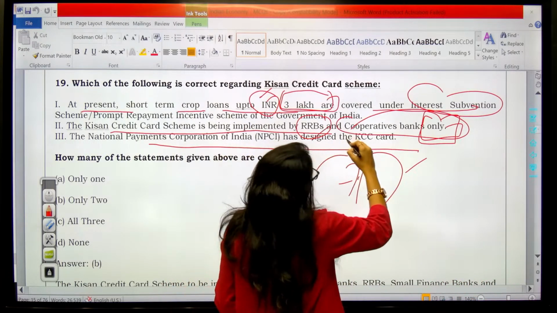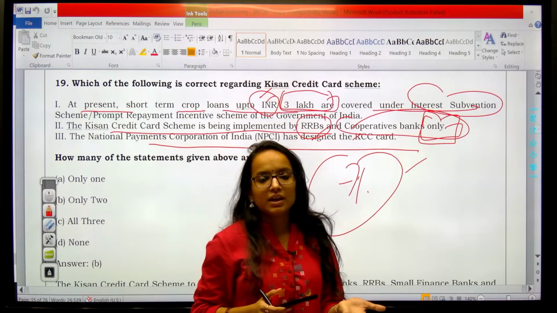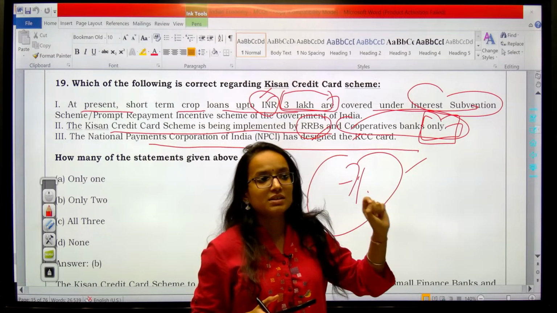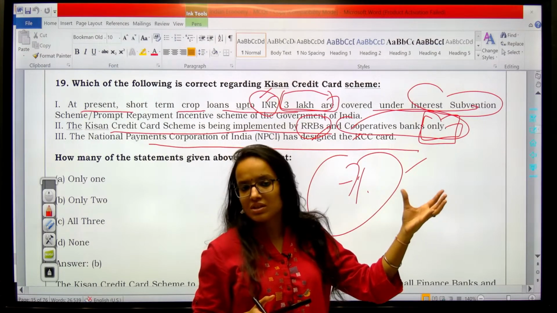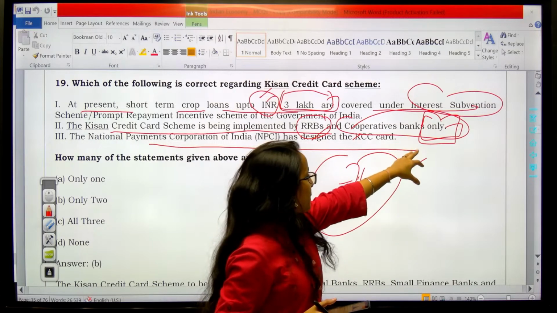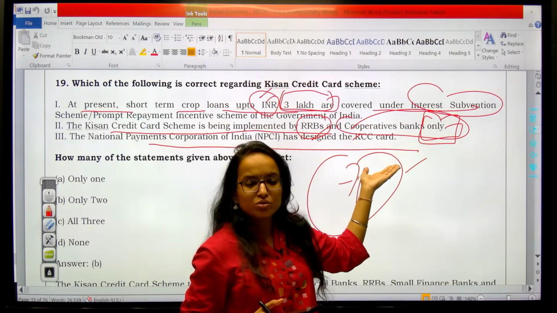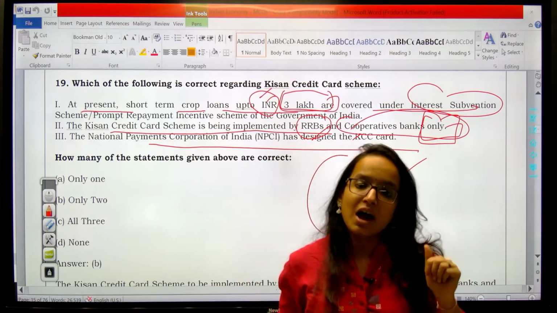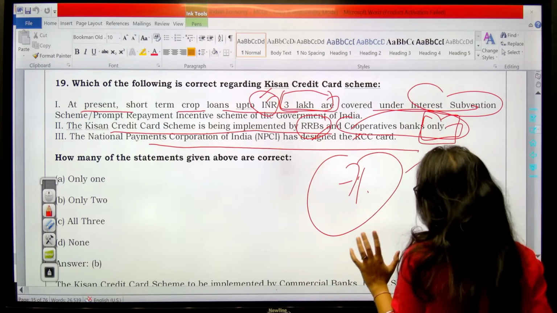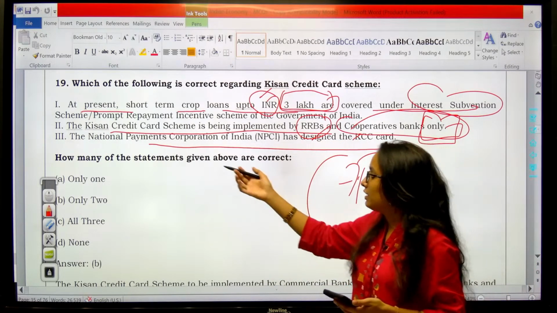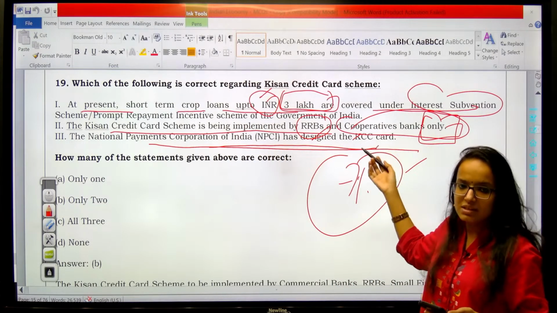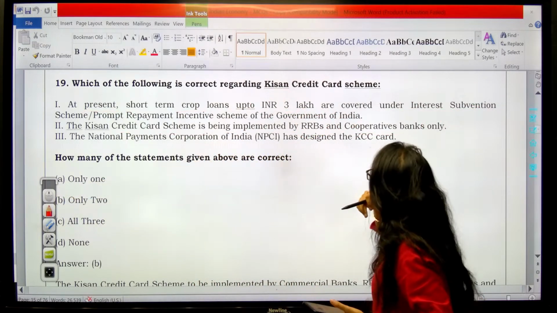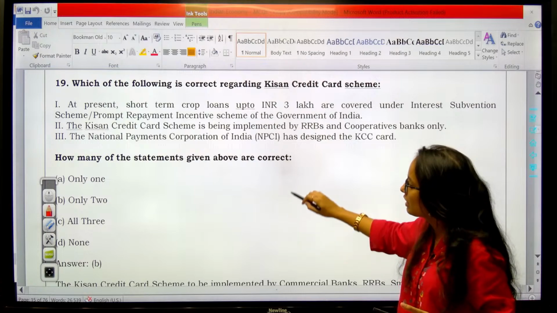So RRBs and cooperative banks only. You know that it is also implemented by scheduled commercial banks. That is good. But if you don't know something which is there in the statement and that says it is only, you can consider it as wrong, because these are extreme words. You have to avoid them, right? So by this you can also do, but factually this is also wrong. RRBs and cooperative banks are there, but scheduled commercial banks are also implementing the Kisan Credit Card scheme. Clear? And the National Payments Corporation of India has developed the card. Yes, that is true, right? So B has to be the right answer, only 2, because yes, the second one is incorrect. So first and third are correct, only 2. Okay.